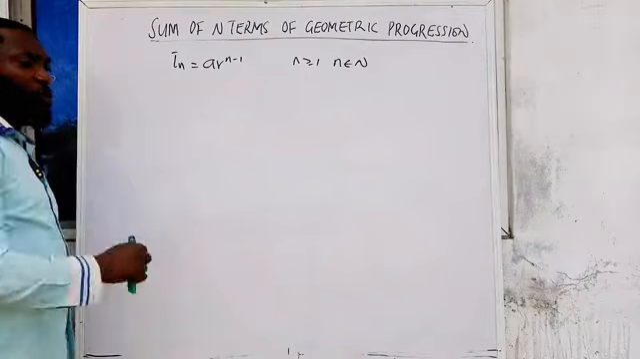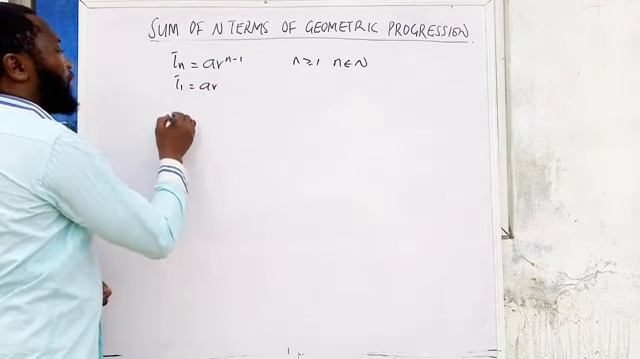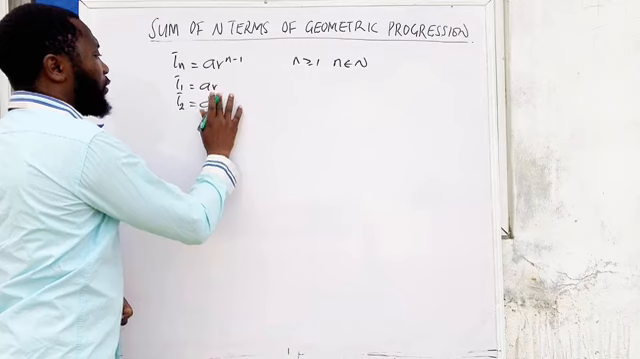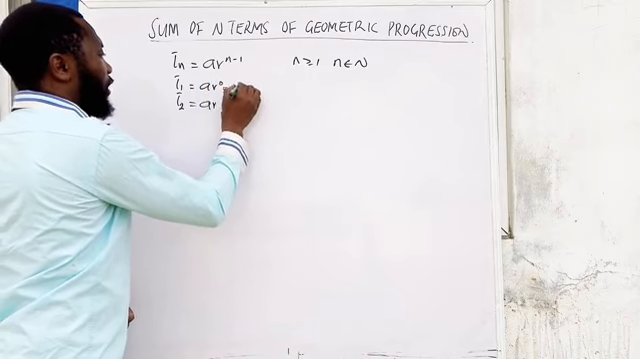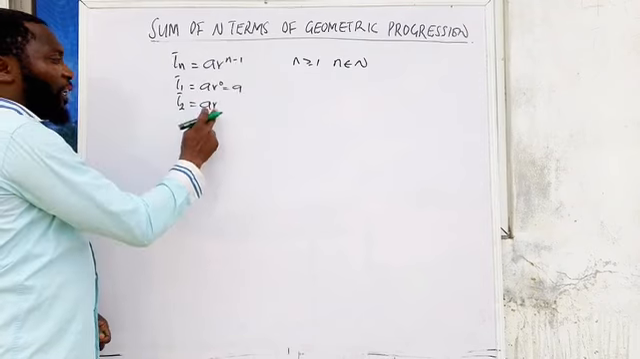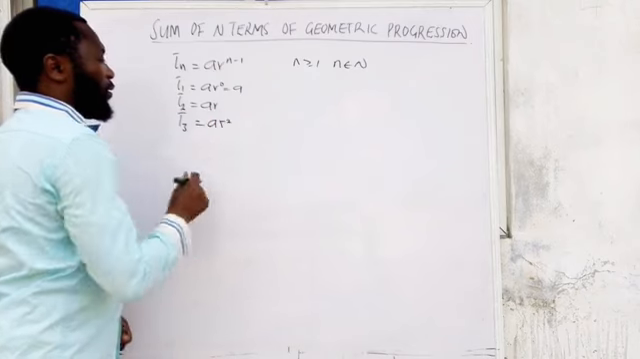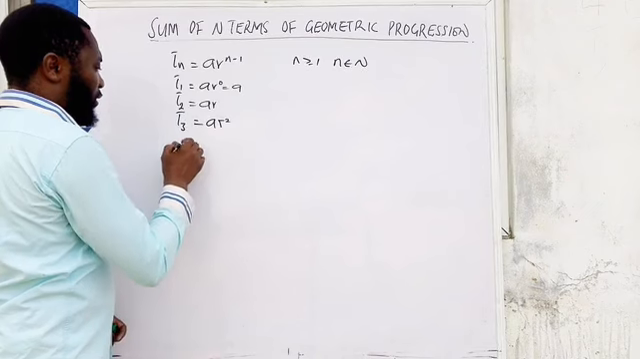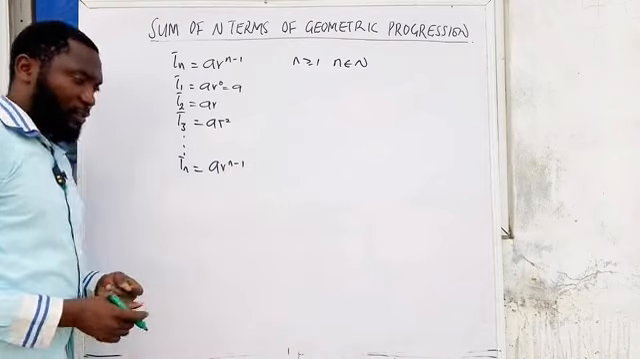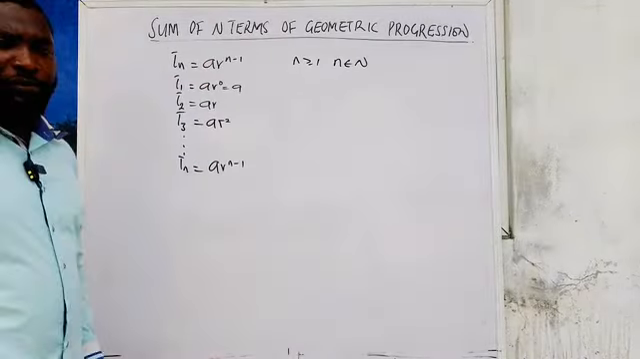Now, we are talking about the sum of n terms. Our T1 is ar raised to 0, which is a. Our T2, when n equals 2, is 2 minus 1, that is ar. T3 is ar squared. And our Tn equals ar raised to n minus 1. So these are the terms of a geometric progression.